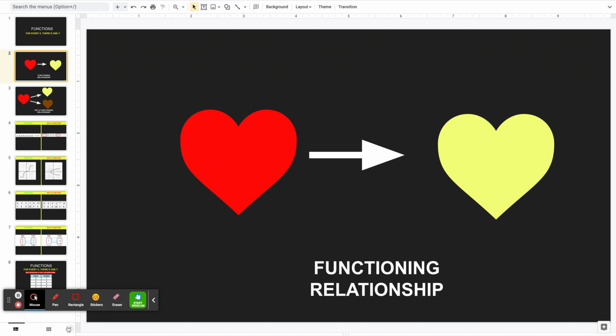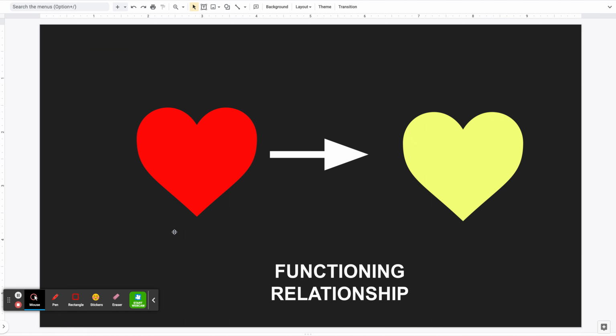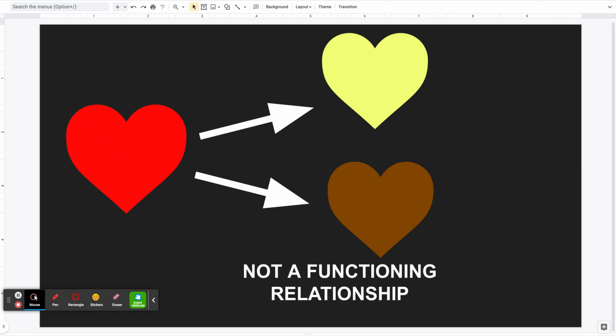So looking here, I have a picture of a functioning relationship. In the real world, I have a heart, and I give my heart to one woman. In this case, my wife, Mrs. Heiston, love her to death. That is a healthy functioning relationship. But in the past, okay, I might have participated in non-functioning, unhealthy relationships, where one heart goes to two different people. This is no bueno, and it's not cool at all.